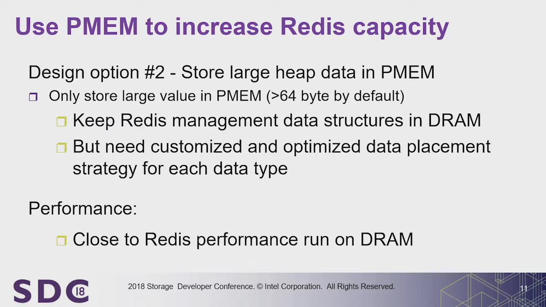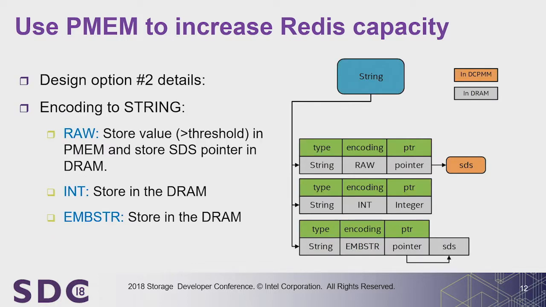So here comes the second design option, where we do not store all the heap data in the PMEM, but store only the large heap data in the PMEM, right? Here we set the threshold at 64 bytes by default, so data bigger than 64 bytes should move to PMEM, and the rest of it should stay in DRAM. That's the general logic as I mentioned before. With this kind of modification, we can get performance close to Redis performance on DRAM itself. This can be an easy change, given the benefits that better data management can bring. And I introduced several key changes.